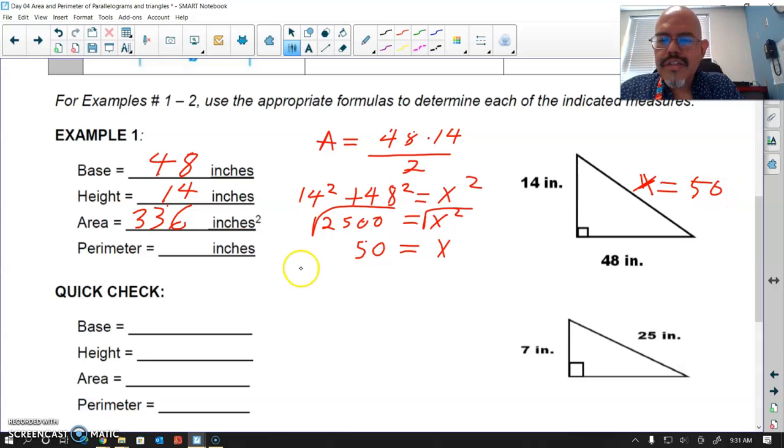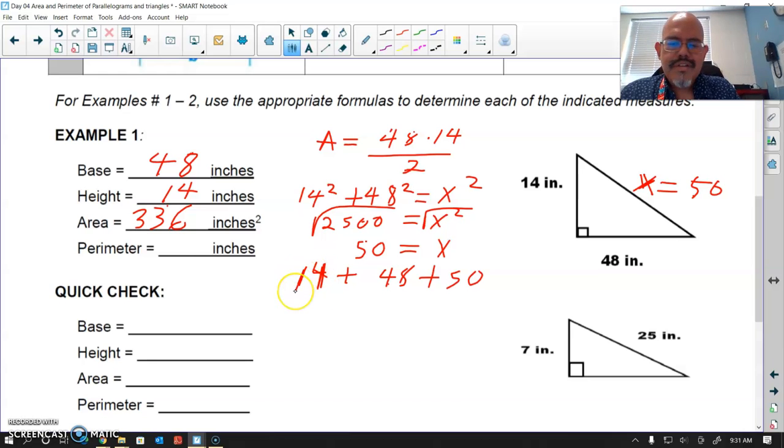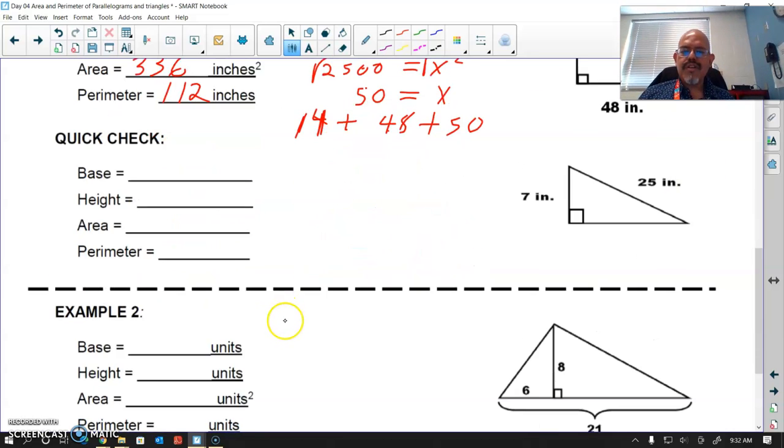So now you just add all the sides. 14 plus 48 plus 50 is going to be 112. And that's it for that particular example.